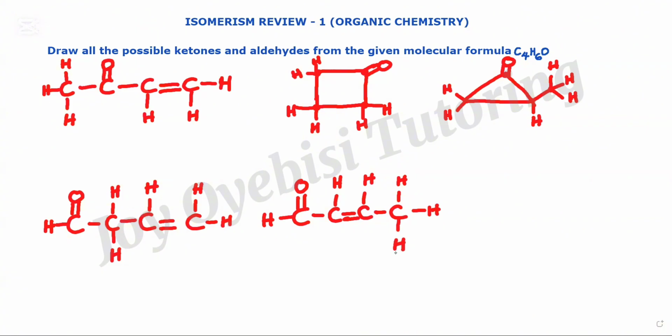Confirm that the number of atoms are correct. I have 1, 2, 3, 4 carbons, 1, 2, 3, 4, 5, 6 hydrogens, and 1 oxygen. So that's perfect. So that's another possible aldehyde from this formula. If you name them, their names are going to be different. Okay. And because they are different, they are different aldehydes. They are not the same.